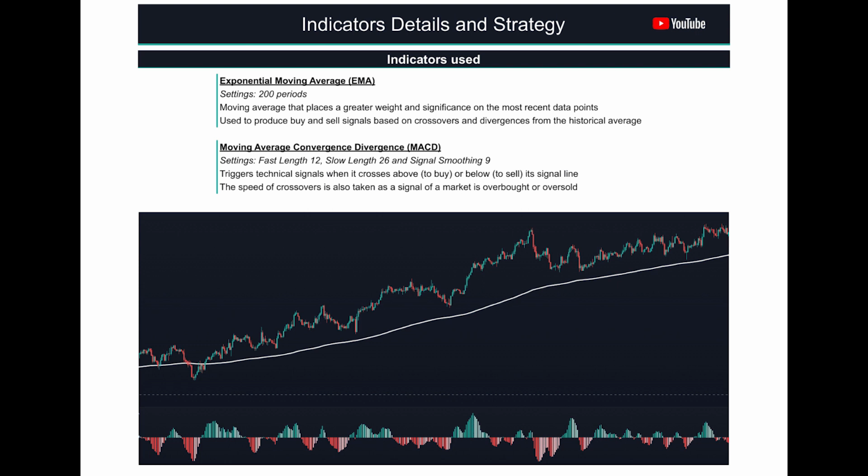This strategy involves two trading indicators, the exponential moving average and the moving average convergence divergence, also known as the MACD.